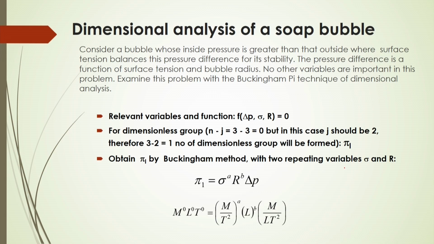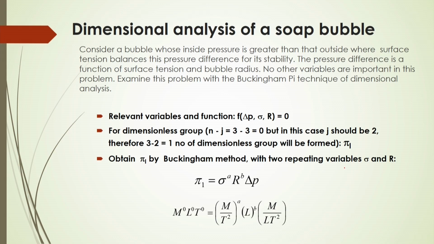So, for this type of problem, as we have already said, you have to consider only 2 fundamental dimensions, that means j should be considered as 2. Therefore, 3 minus 2, only 1 dimensionless group will be formed, and that will be phi 1. So, if in any problem you see that only 3 variables are there, you have to consider only 2 fundamental dimensions.